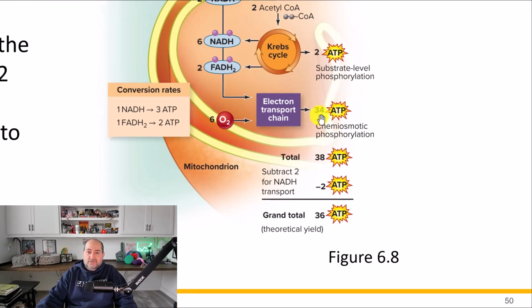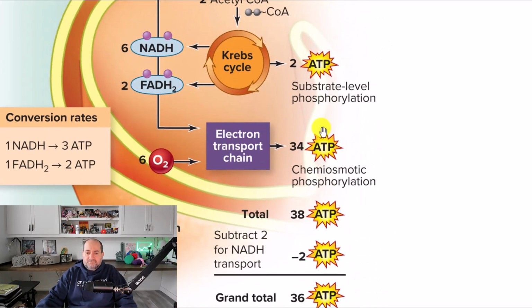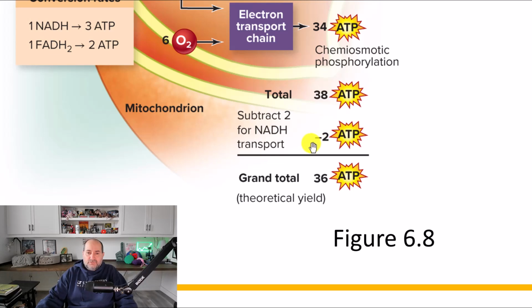The 2 ATP that were made here were substrate-level phosphorylation. And then finally, the 34 ATP that were made during stage 3 were made by, remember, chemiosmotic phosphorylation, thanks to ATP synthase. So that sums up to what? 34, let me zoom in here. 34 plus 2 plus 2 is 38 total ATP. However, did you know that it takes 2 ATP to get the 2 molecules of pyruvate into the mitochondria? So we subtract that out and we get 36 theoretical yield. We get 36 total ATP here.